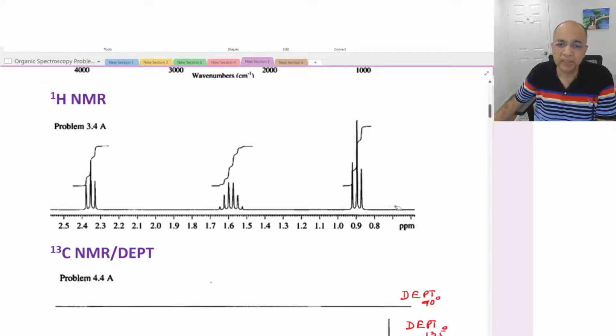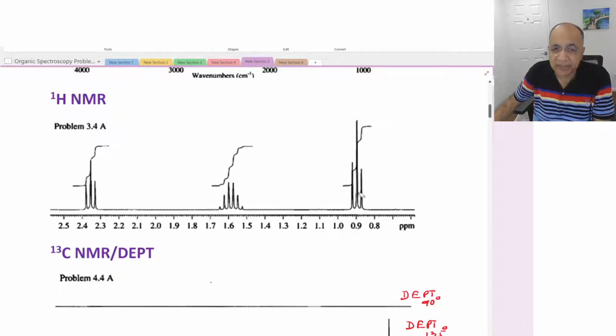Now, after confirming that it might be a ketone, we look to the proton NMR peak. It gives only 3 beautiful multiplets. This is a triplet. This is a sextet, 1, 2, 3, 4, 5, 6, with the usual multiplicity ratio from Pascal's triangle. And then this is a triplet. They are farther apart from each other. This is about 0.9 ppm, this is about 1.6, and this is about 2.4 or 2.35.